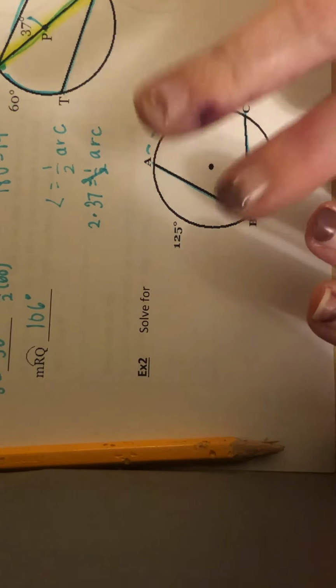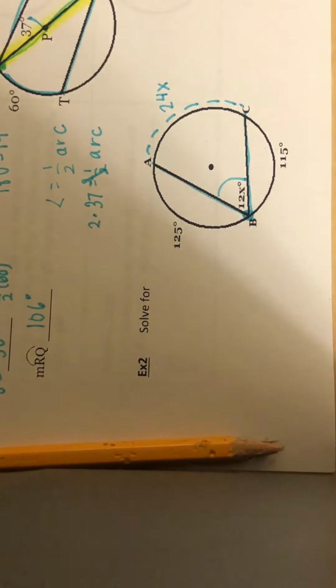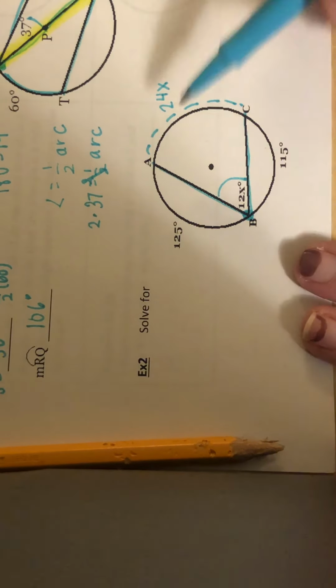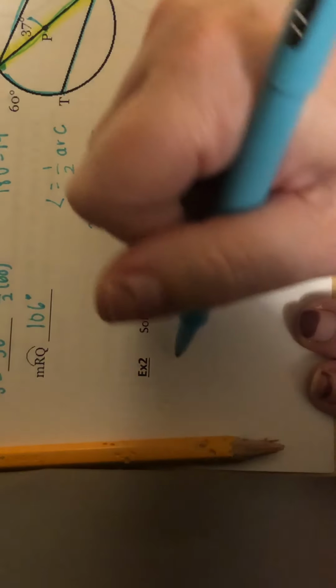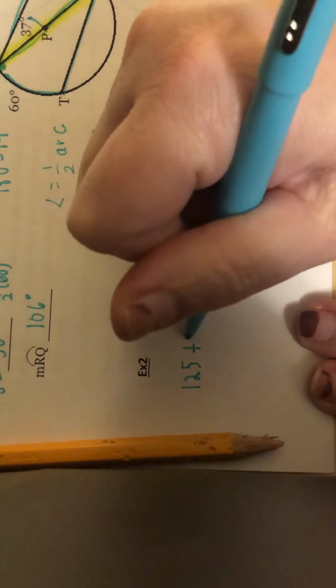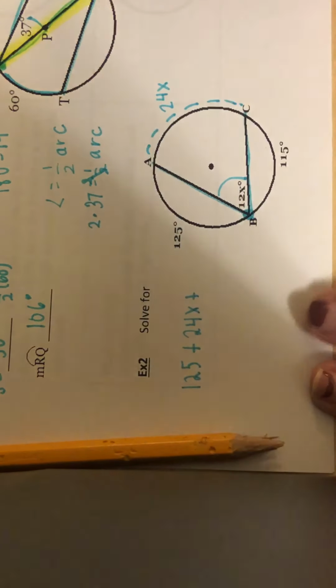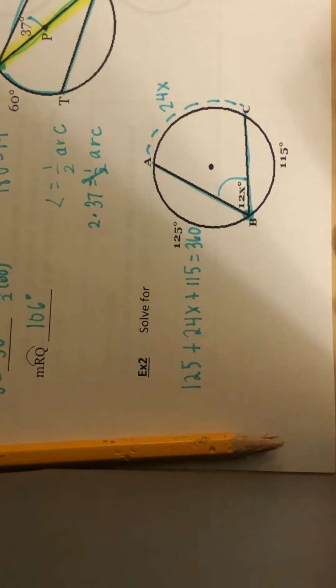Sorry, my nails are awful, aren't they? So if I double 12x, this is going to be 24x, right? And then this whole circle, all the way around a circle, is 360 degrees. So I'm just going to add up 125 plus 24x plus 115, and I'm going to set it all equal to 360 degrees.